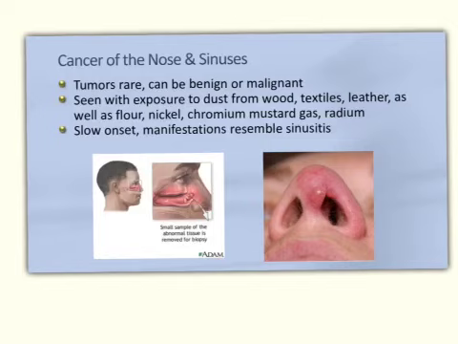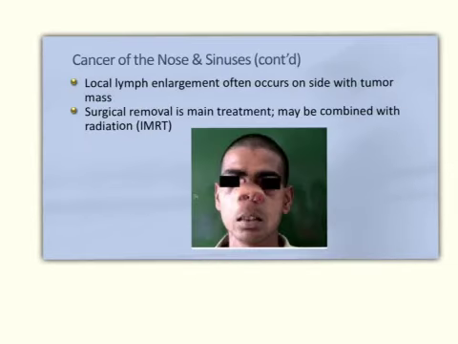And manifestations resemble sinusitis, but oftentimes they go to the doctor thinking that they have some kind of sinusitis or nasal infection. Local lymph enlargement often occurs also on one side with the tumor mass. They can do surgical removal as one of the main treatments, and also may combine with radiation. Of course they have to watch for any metastasis, because with any cancer it can spread.